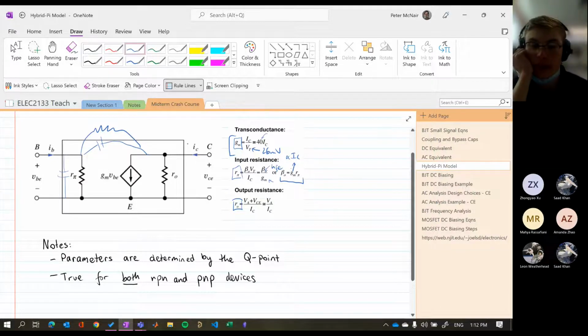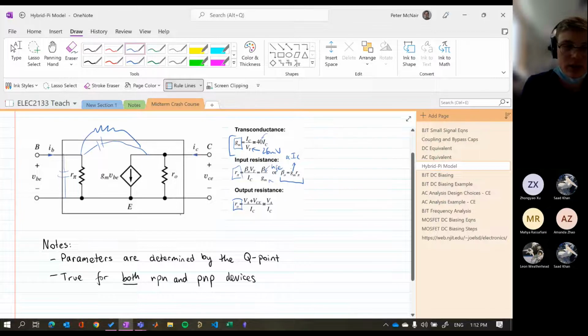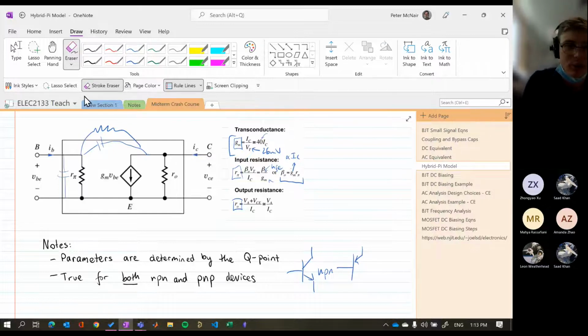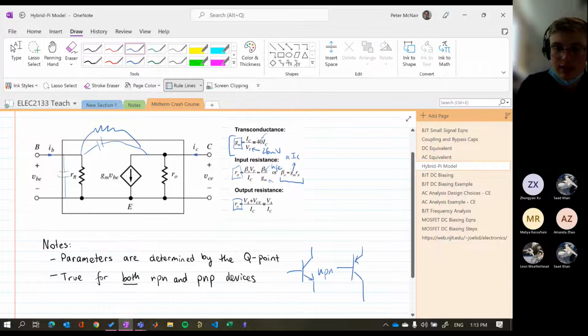This model will hold for both NPN and PNP devices. So no matter what circuit you get given, most of the time we get given NPN, but you might get a PNP, and it's exactly the same analysis here. As for symbols, you can tell these two apart by just the direction of the arrow. So if it's coming out, that's an NPN. And if it's going in, we've got a PNP.